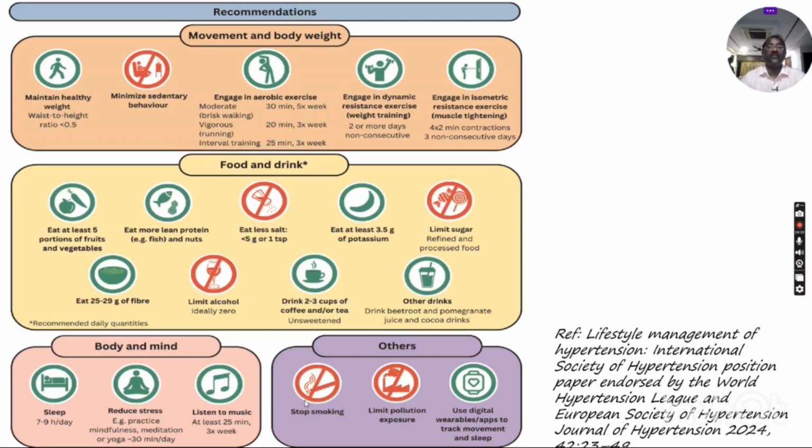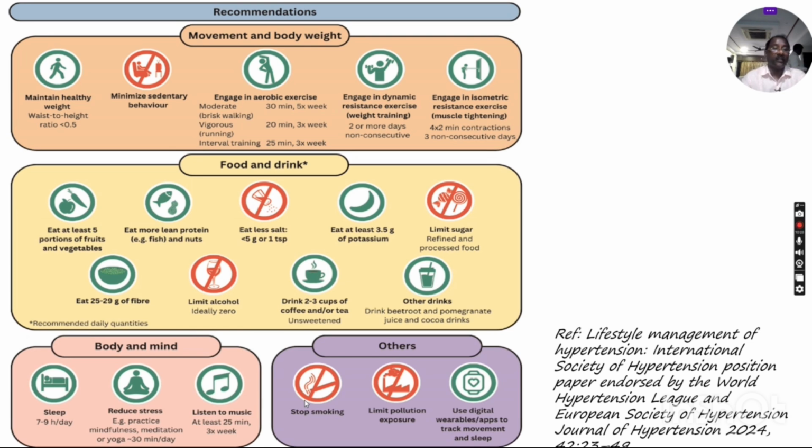In all diabetic and hypertensive patients, lifestyle measures are very, very important. So walking, maintaining normal body weight, avoiding sedentary behavior, then aerobic exercises, some resistance exercises, some isometric exercises, and then more fruits, more egg whites or fish, and less salt, definitely more potassium because the two are antagonistic. Sugar has to be limited, carbohydrate amount has to be limited, mostly the simple sugars, more fiber, moderation of alcohol, and moderation of tea or coffee.